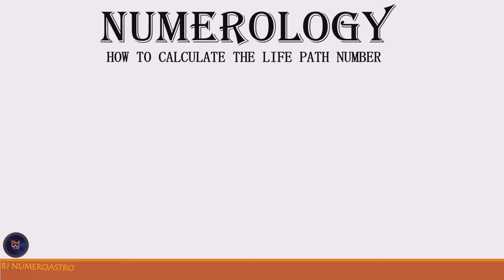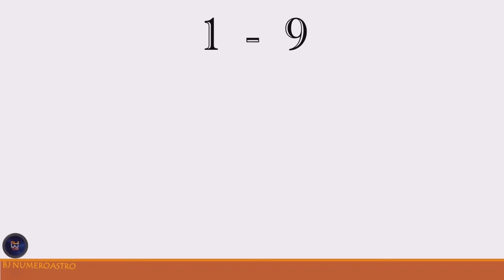Before we calculate this life path number, I would like to show us some things. So the first thing I'll be showing us is the numbers. Though I've explained this before, in my first video I said the numbers we have in numerology are just from 1 to 9.